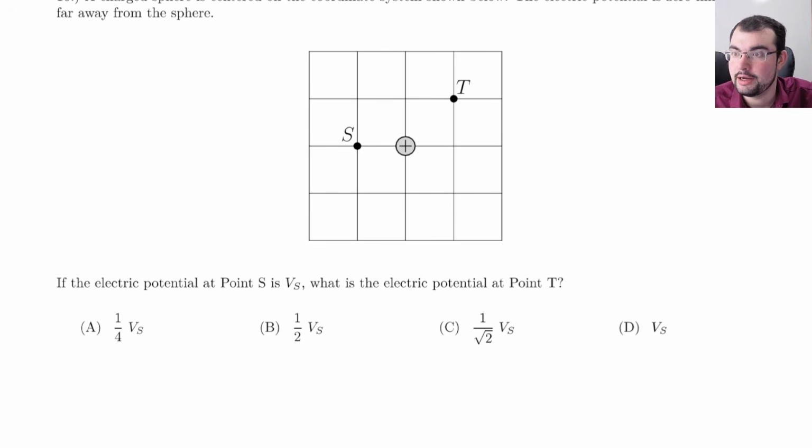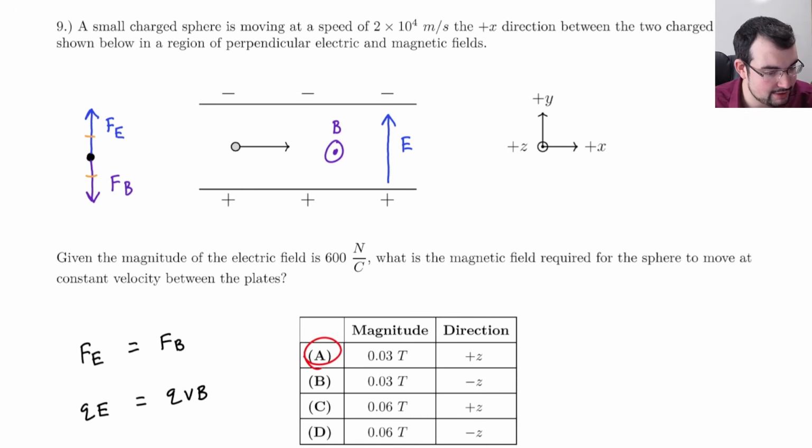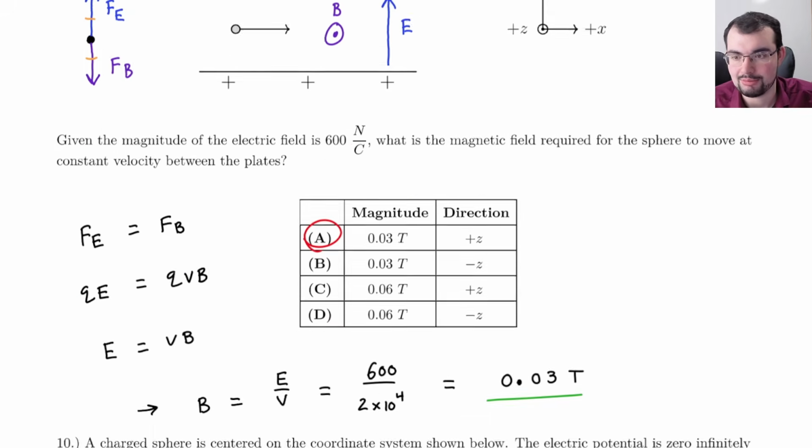A charged sphere is centered in the coordinate system shown below. The electric potential is 0 infinitely far away. If the electric potential at point S is Vs, what is the electric potential at point T? Oh, I also said this is level 2, because you have to do a couple of things.